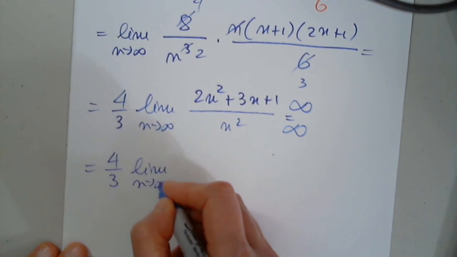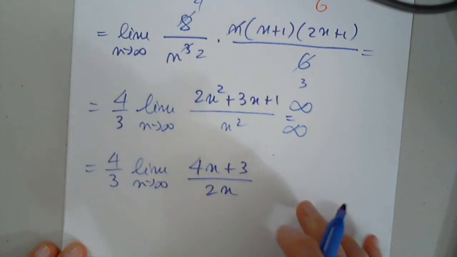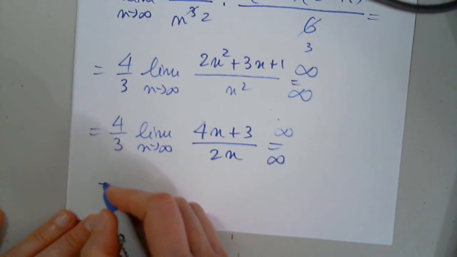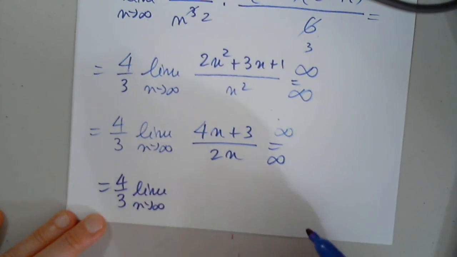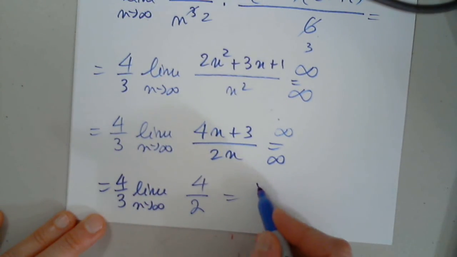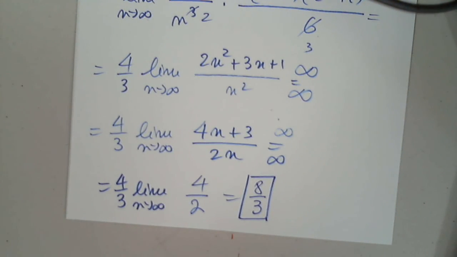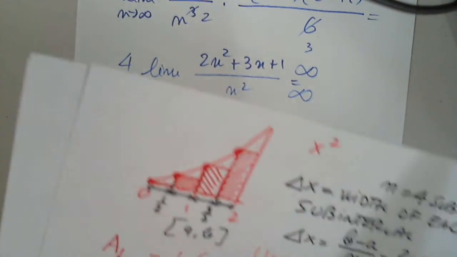So this is 4/3 times the limit as n approaches infinity of 4n plus 3 over 2n. Again, it's infinity over infinity. So this is 4/3 times the limit as n approaches infinity of 4 divided by 2. So I'll simplify, it's 2, so this is 8/3. And this is absolutely exact. We used an infinite number of subintervals.